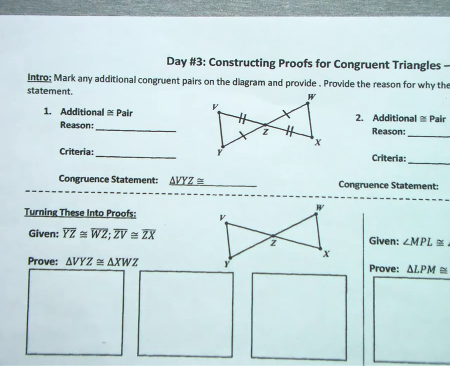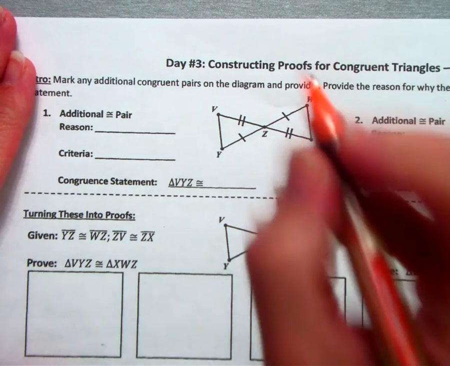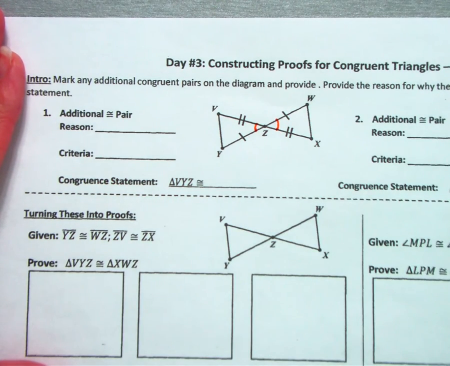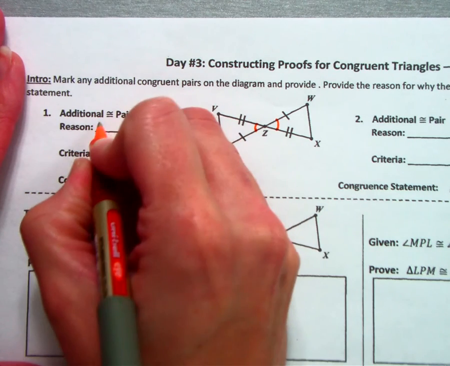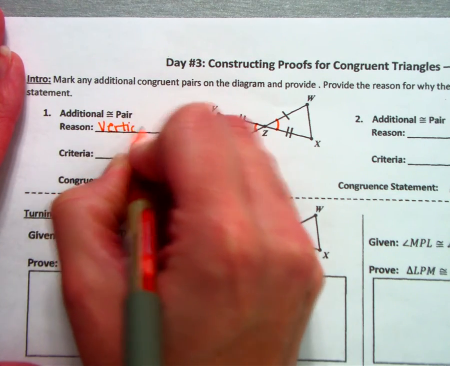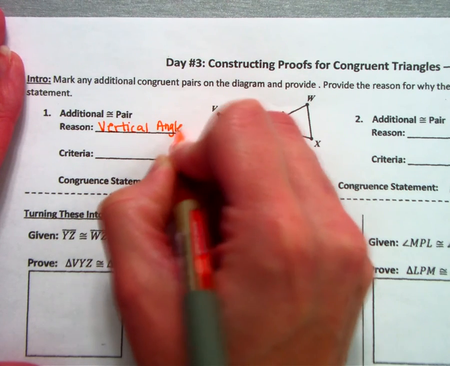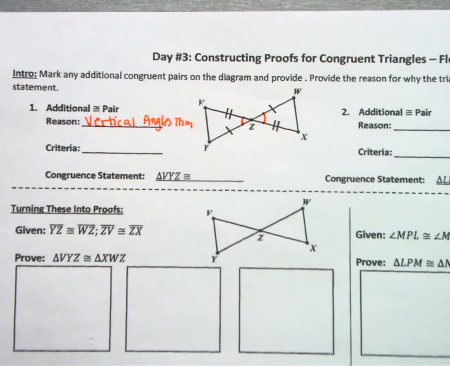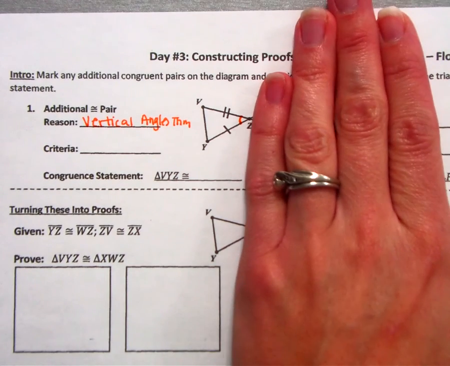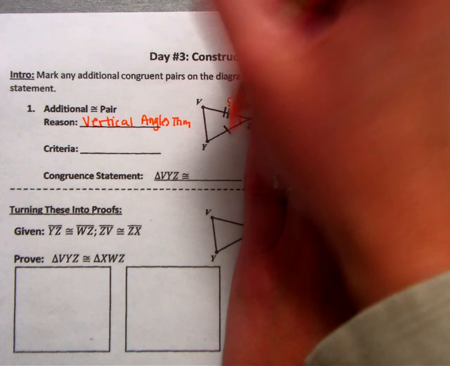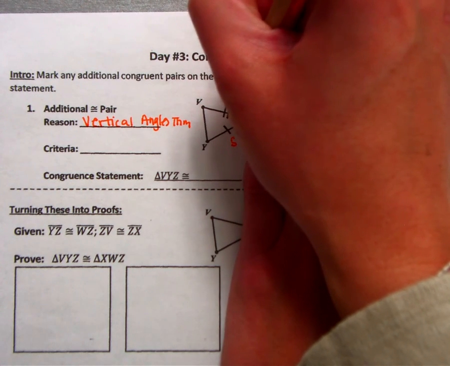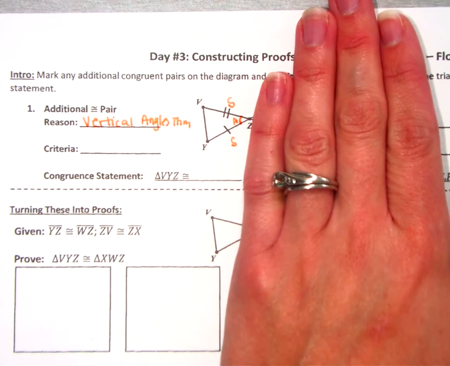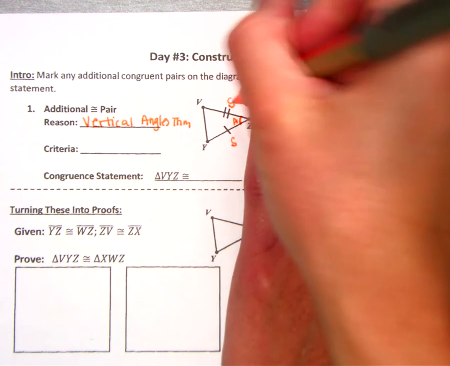So the first thing I'm going to do is I see in this picture a set of vertical angles. So that's this angle here and this angle here. So I marked it, and if you mark it, you have to say it. Now do I have enough? So I'm going to cover up one side of the triangles. And I see a set of sides, and then this is an angle marking. So that criteria would be side, angle, side.